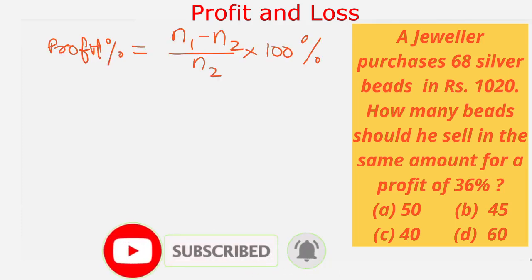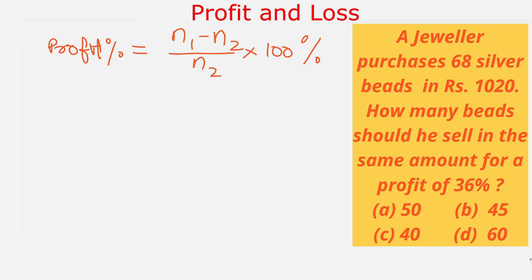We know that profit percent is equal to (N1 minus N2) divided by N2 into 100%. Here the given percentage is 36%, so we write 36. N1 is given to us, which is the number of articles of cost price. Here it is 68. N2 is asked, so we write 36 equal to (68 minus N2) divided by N2 multiplied by 100, and we have to find the value of N2 here.